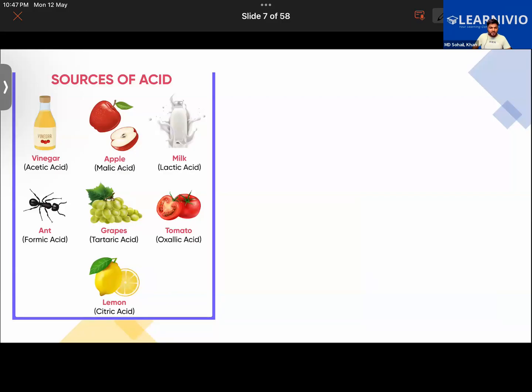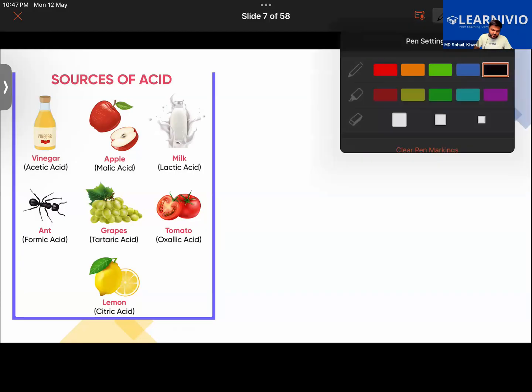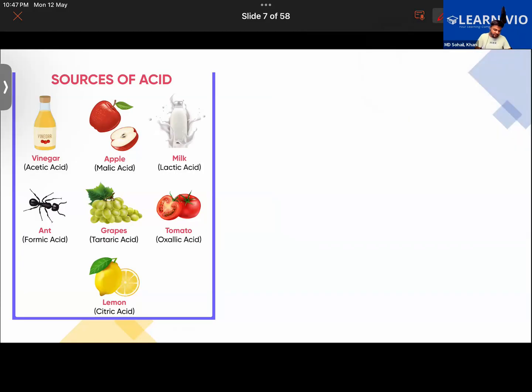Then there are different sources of acids. Based on the source, we have got natural sources, and then we have got artificial sources. Natural sources are basically those coming from different types of food items. So we have got acetic acid, formic acid, citric acid, lactic acid, tartaric acid, ascorbic acid, and oxalic acid.